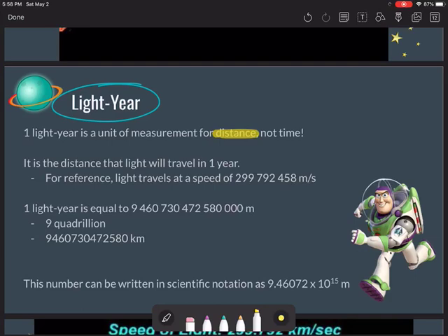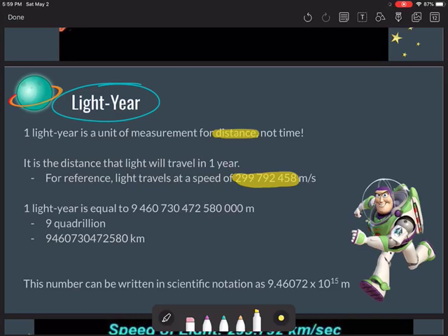Well, that unit of distance is defined as how far light will travel in the period of 1 year. And that's a really, really large distance, because just for reference here, every single second, light can travel 299,792,458 meters. That's every single second. That's how far light can travel, which is ridiculously fast.